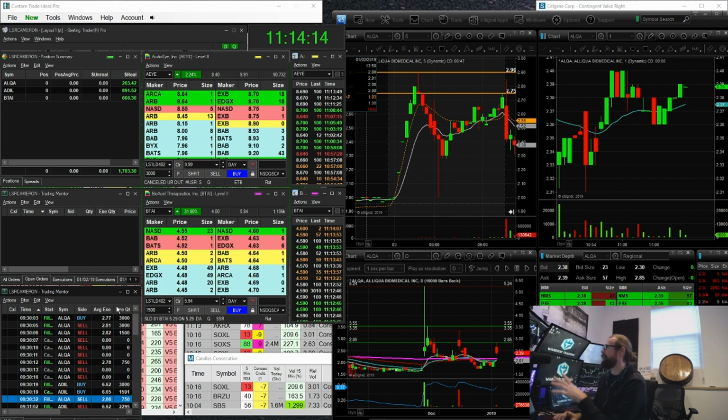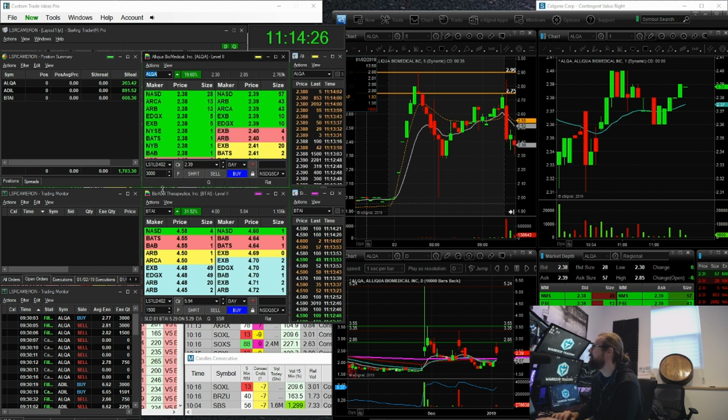Now, I got a little distracted because I ended up quickly jumping into ADIL while I was still holding ALQA. So the way I set up my trading platform here pre-market is I have the three stocks in each one of the level two windows. And so I'm in ALQA and then down here I see the other one squeezing up. And so I quickly jump over and press the buy button, boom, boom.